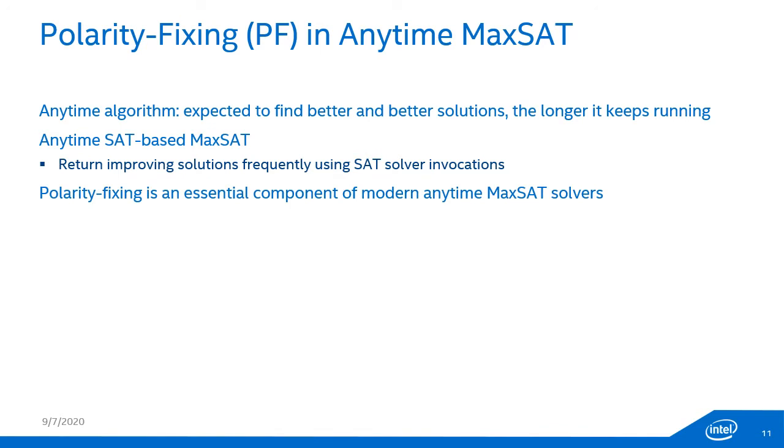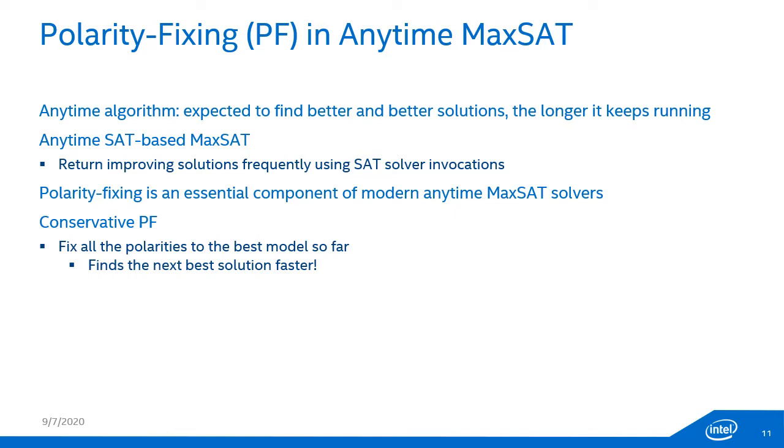Now, polarity fixing is an essential component of modern anytime MaxSAT solvers. There are two polarity fixing strategies I would like to remind you of. The first one is the so-called conservative polarity fixing, which fixes all the polarities to the best model so far. So say you found the model M, and then whenever a variable V is picked by the variable decision strategy, its value in M is always chosen as its first polarity. And this simple approach allows one to find the next best solution faster, because essentially it carries out a local search near the previous best solution. And it turns out to be helpful in practice.